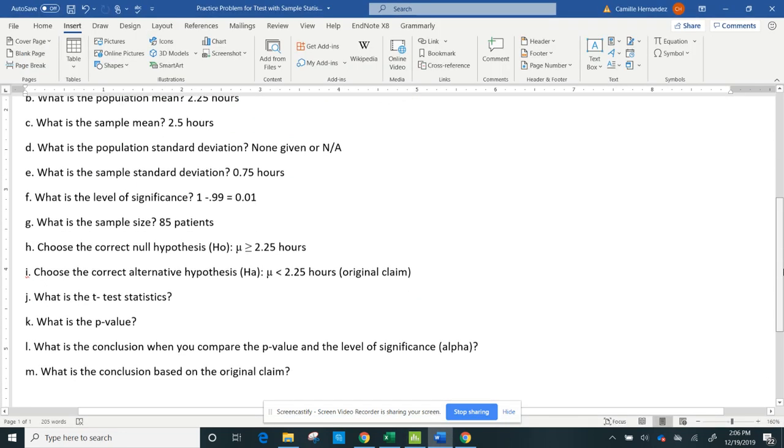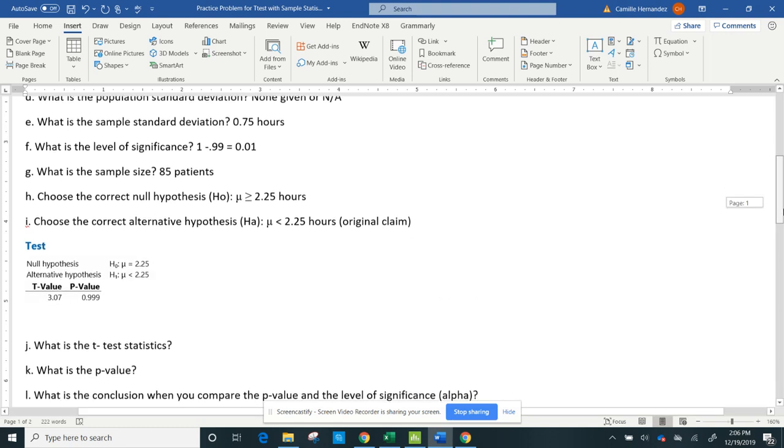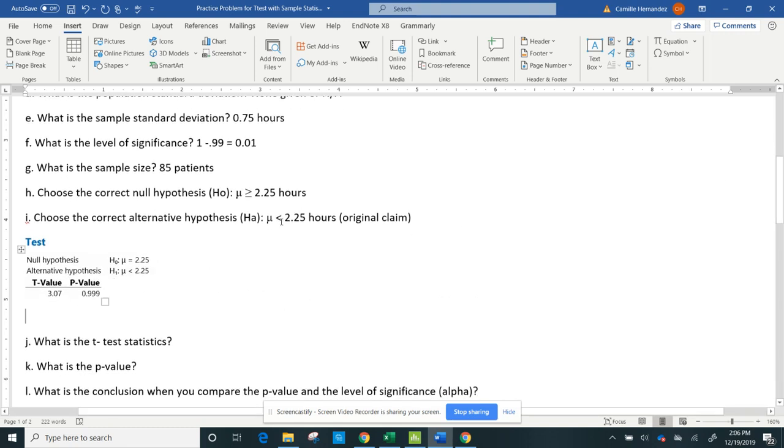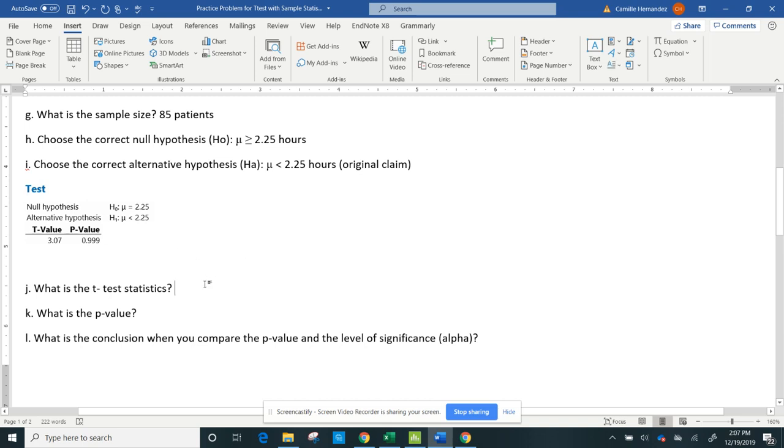So let's go down here and put it here. All right. Again, I'm going to compare my alternative with my alternative, and they look exactly the same, so I'm doing something good. So the t-value is 3.07. The p-value is 0.999. All right. So 0.999 compared to 0.01. And again, if it's confusing to have only two decimals, add another decimal behind it.